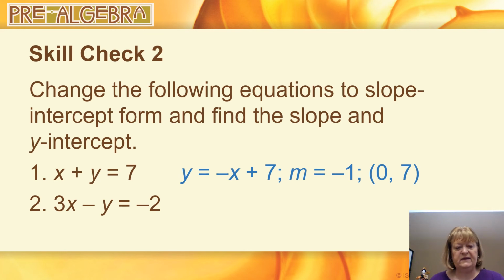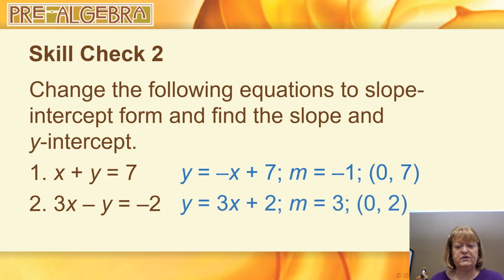Let's see if you can get the next one. If I'm going too fast for you, just pause it. Y equals 3x plus 2 because you solve for y. Notice the number in front of x is m. My intercept is 0, 2. Therefore, you can go to 0, 2, and notice that the slope is up 3, right 1.